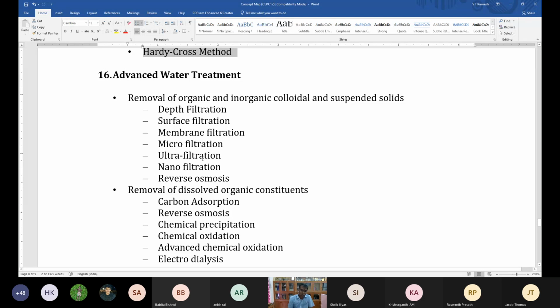Probably each and every household may have either an ultra, micro or nano filter, or they may use reverse osmosis. Those who are nearby seashore areas or groundwater sources may use reverse osmosis point of use plants at the household level. Or those who are near river water courses may use either micro, ultra or nano filtration techniques to treat the water.